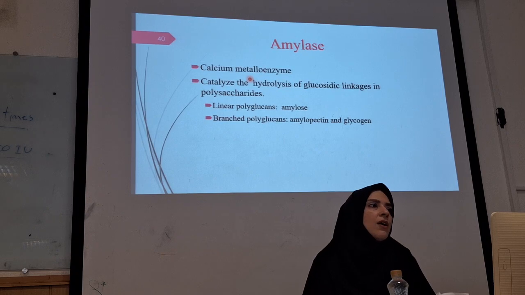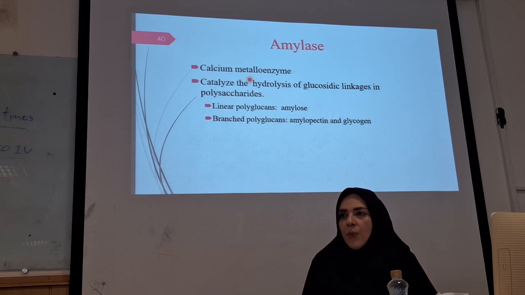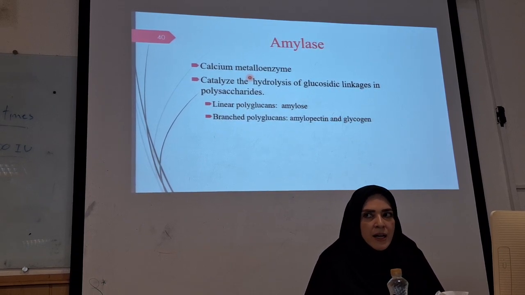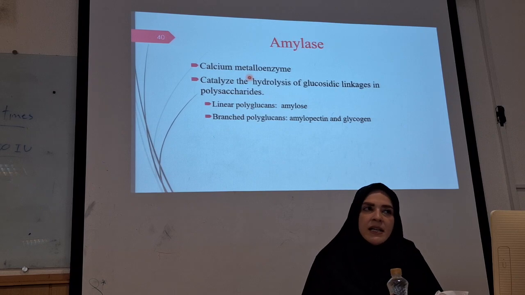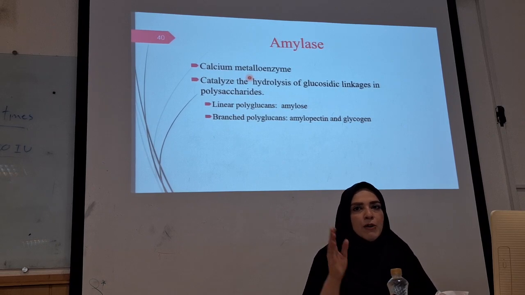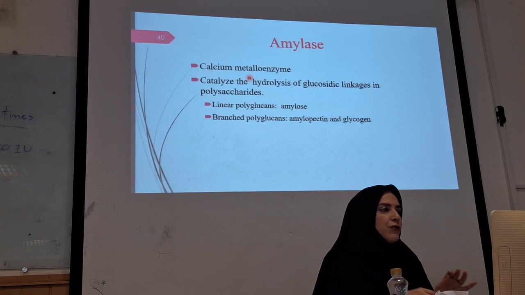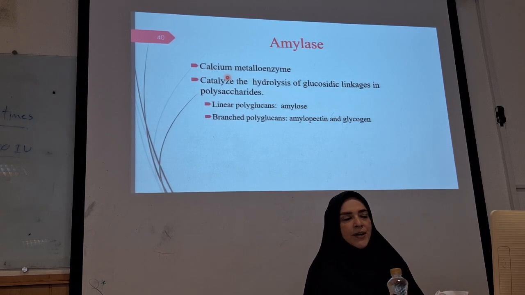Does it have a metal ion? Excellent. It's very simple. Simple metals with ions. When the enzyme requires a metal ion for its function, it's known as a metalloenzyme. For example, for alkaline phosphatase, zinc and magnesium are the metals. And for amylase, calcium is important.